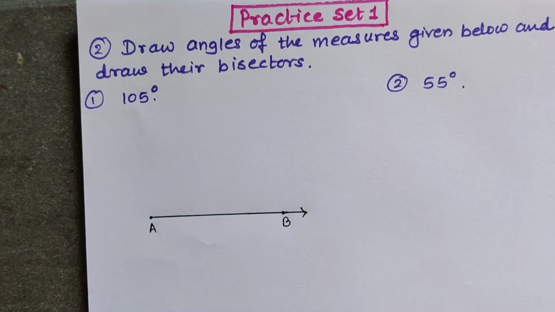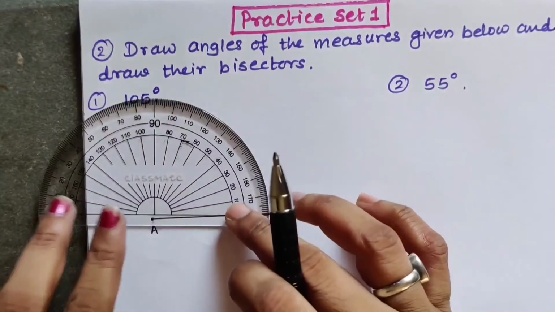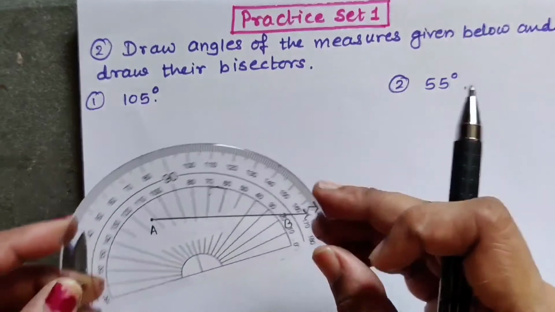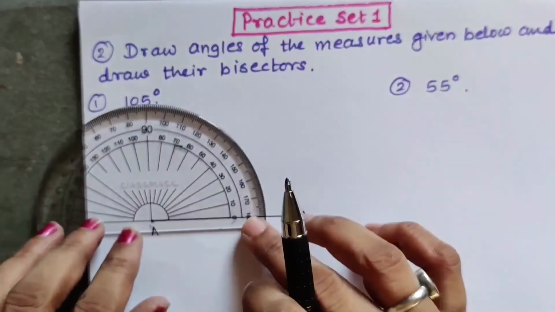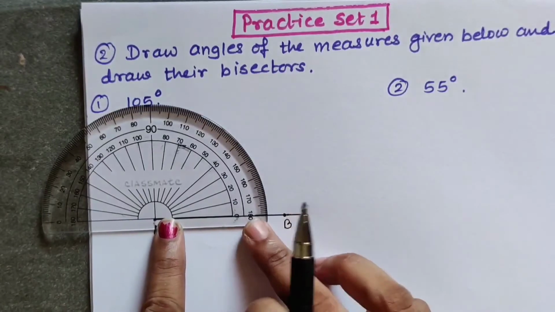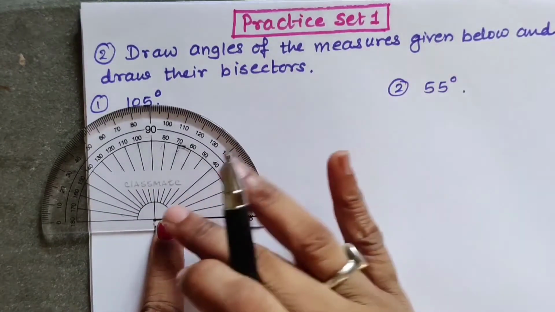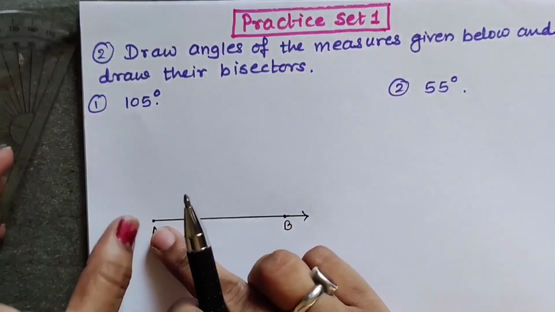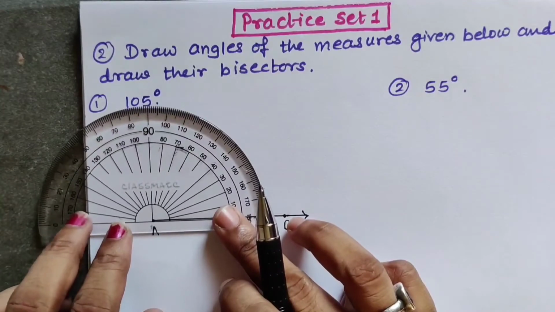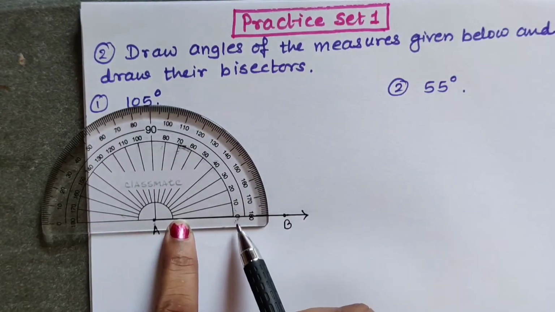Now we have to draw an angle of 105 degrees. So I am going to place my protractor on point A like this. See that the baseline of the protractor and our ray should coincide with each other. Place the protractor properly on the ray. Now let us see, the ray is on the right hand side of point A. So we start counting from the 0 of the right hand side.